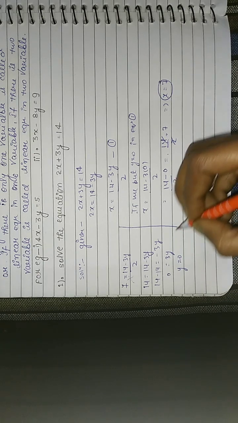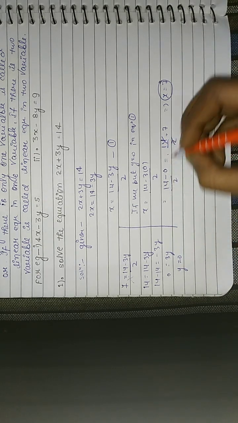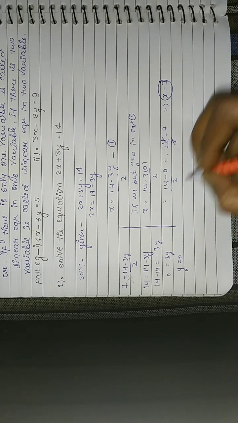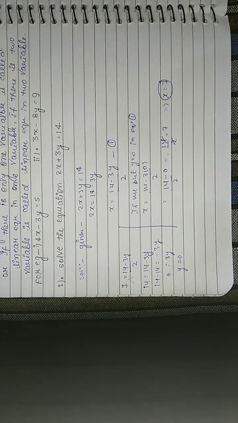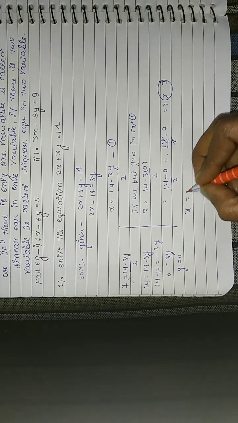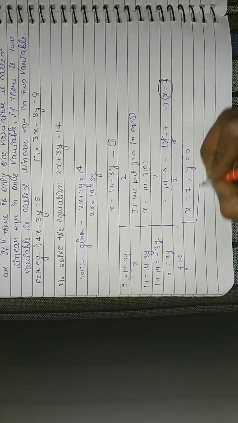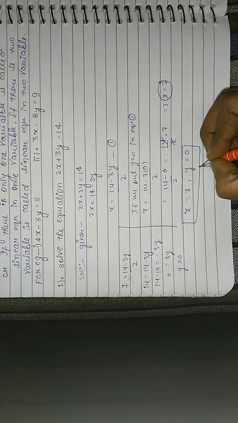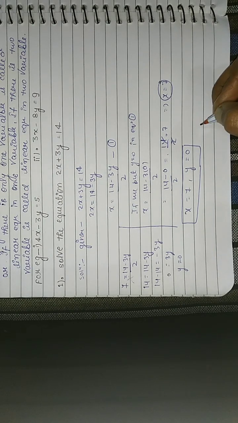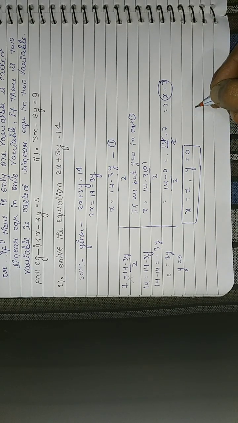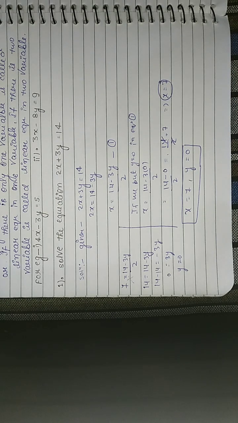So our value is given that x is equal to 7 and y is equal to 0. We can easily write here x is equal to 7 and y is equal to 0. So we get the required result. I hope you all understand.